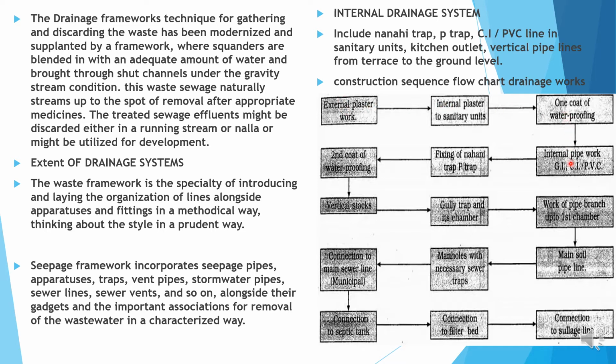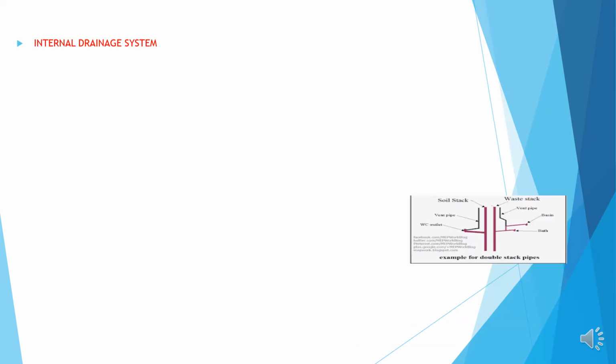External plaster, then internal plaster, one coat of waterproofing, internal pipe work, fixing of the NANI trap, second coat of waterproofing, vertical stacks, gully trap and its chamber, work of pipe branch into the first chamber, main soil, manholes with the necessary sewer traps, connection to the main sewer line, that is the municipal line, connection to the septic tank, connection to the filter bed and connection to the drainage line, that is sullage line.